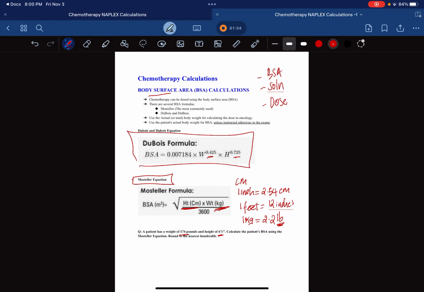Okay, let's get started. We're told a patient has a weight of 174 pounds and a height of 6 feet and 1 inch. Calculate the patient's body surface area using the Mosteller equation and round it off to the nearest hundredth. When finding the BSA, I make sure that the units are similar before I plug the values into the equation. So 1 kilogram is equal to 2.2 pounds. How about 174 pounds? 174 pounds times 1 kilogram divided by 2.2 gives me a value of 79.09091. And I try to write out the decimals as far as I can.